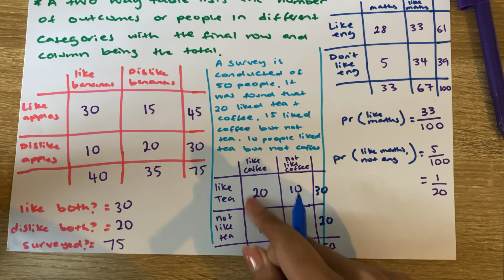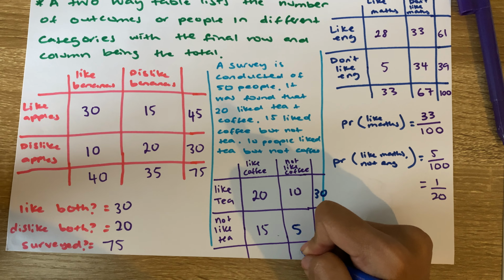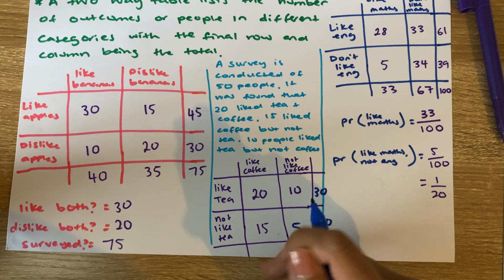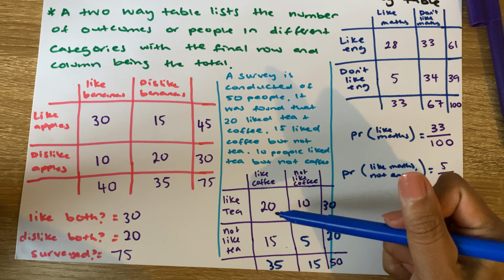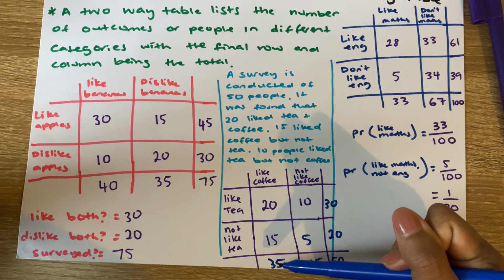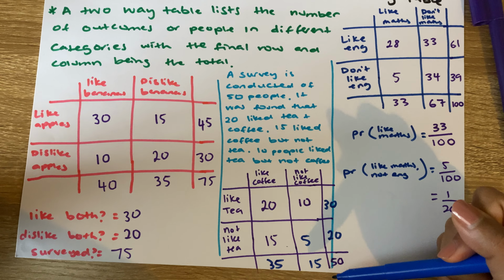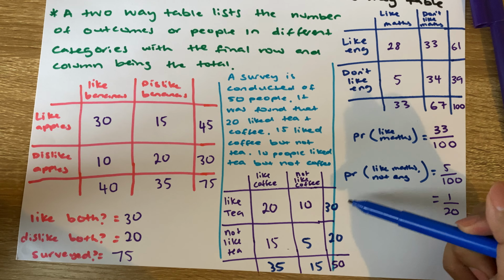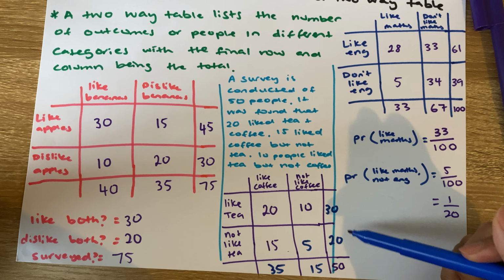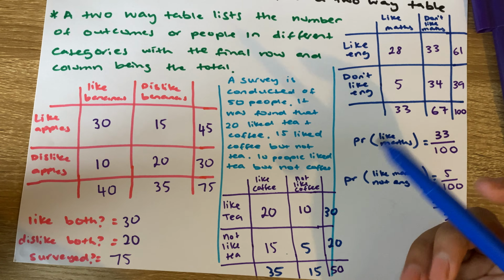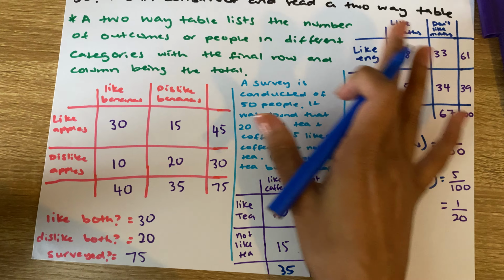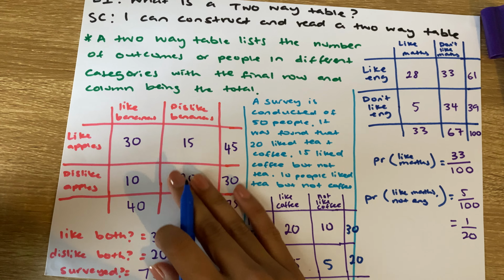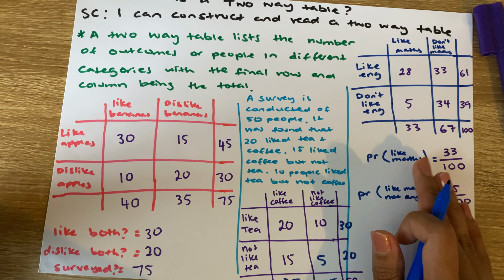Now I can figure out my two columns. 10 plus 5, which is 15. 20 plus 15, which is 35. So I can now see that the total number of people that like coffee is 35, don't like coffee, 15, like tea, 30, not like tea, 20. So it basically gives you all of the possible options these people could have chosen from. This is how we create a two-way table, and from this we can answer questions like this.